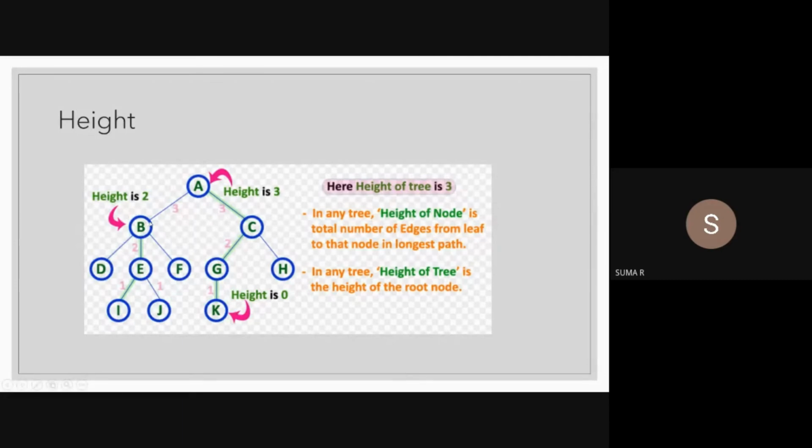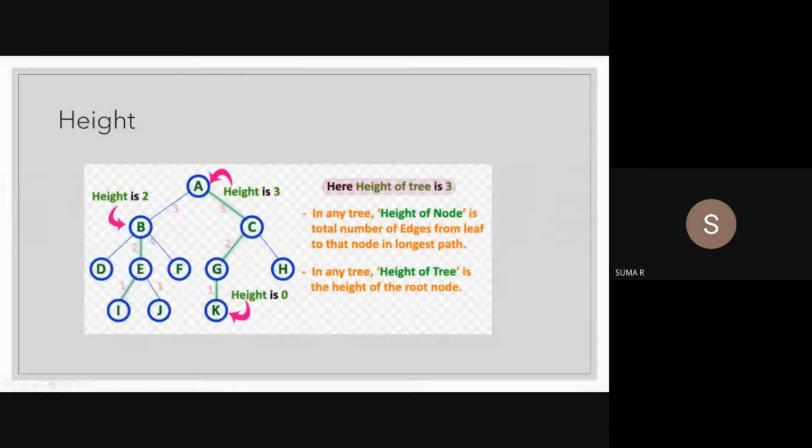Now another one, height of B. B to E, E to I. That is the height of B. So in this way, we can find out the height of a node.